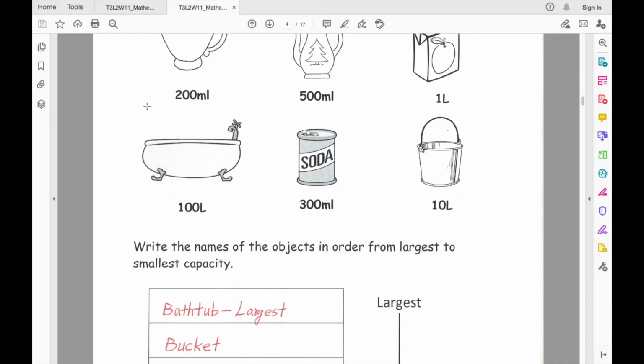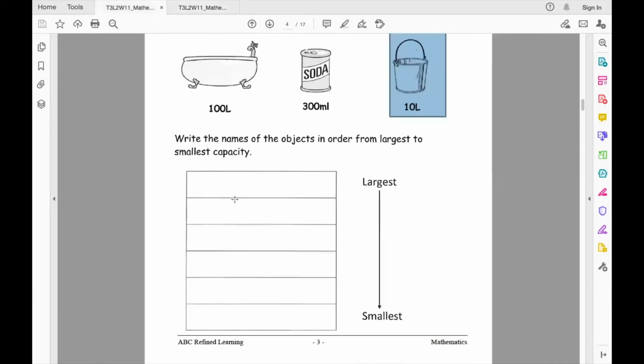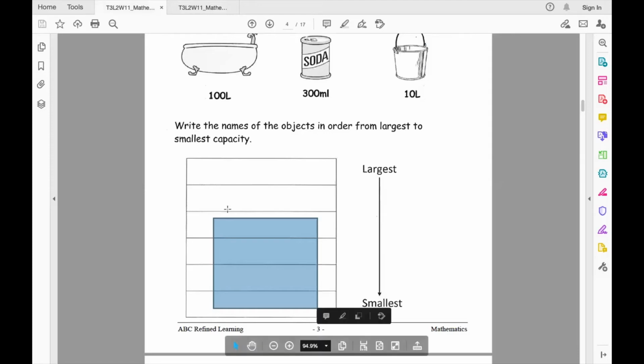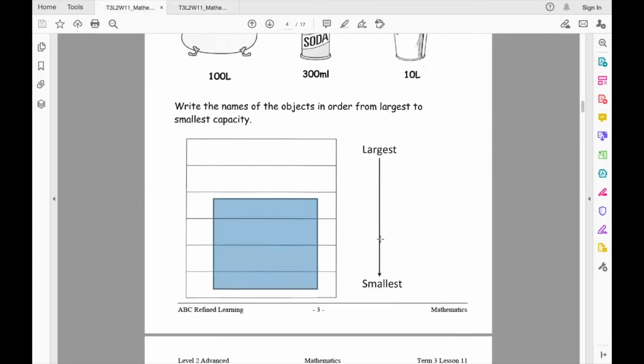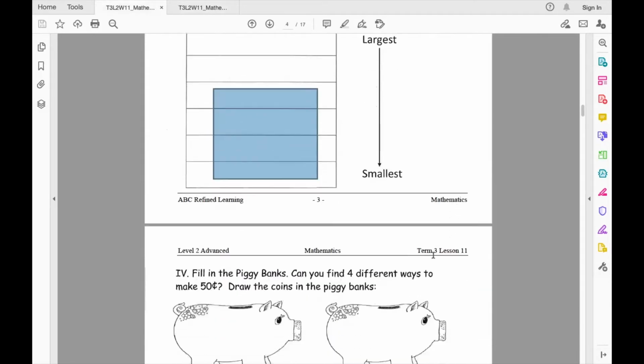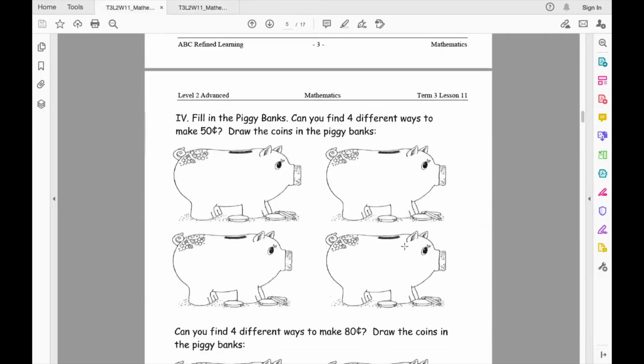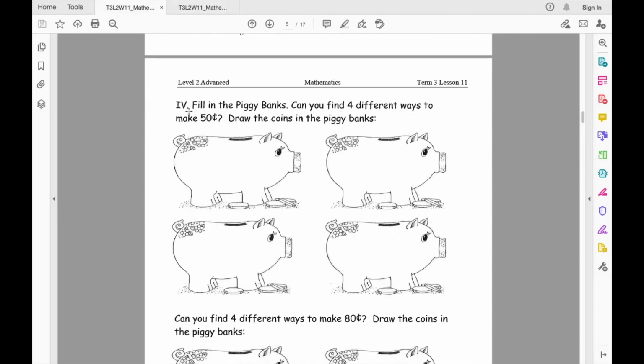Right, let's move on to the next part. I want you to finish the rest of these boxes, so fill in the last 4 boxes for homework. And we're going to move on to the next part, which is called exercise 4. Fill in the piggy banks.